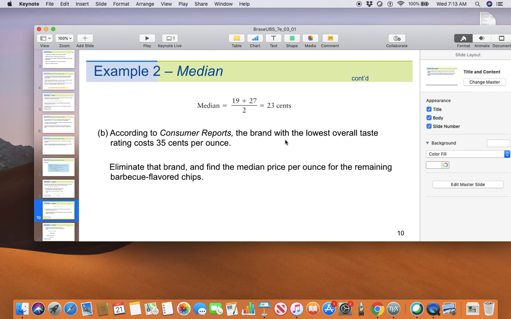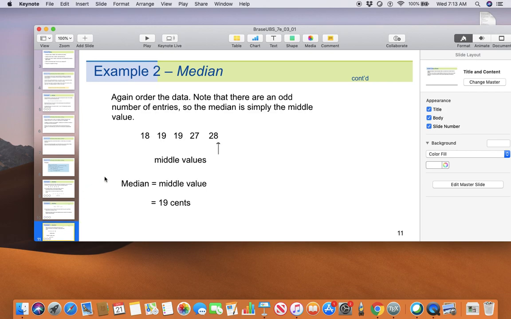According to Consumer Reports, the brand with the lowest overall taste rating costs 35 cents. Eliminate that brand. Okay, so they are saying the lowest overall taste rating costs 35 cents per ounce. So let's remove that number 35 and now let's look at the numbers. Now there are 5 values. There are 2 here and there are 2 here. So the middle number is 19. So that is the median. So I hope it's clear.